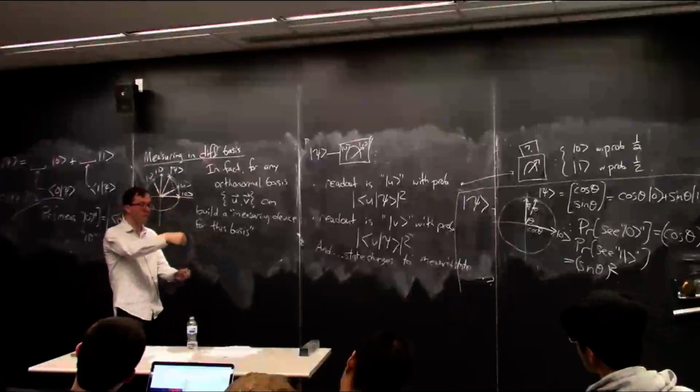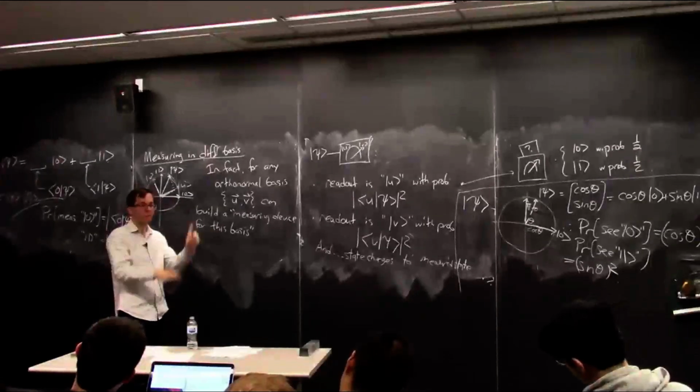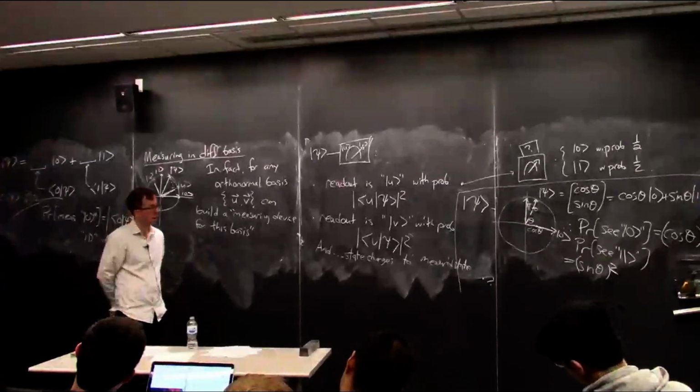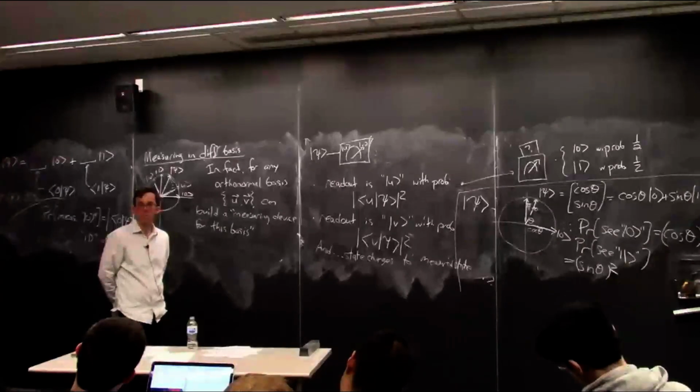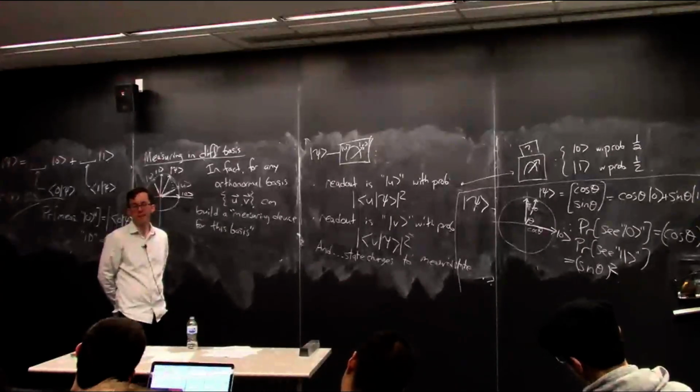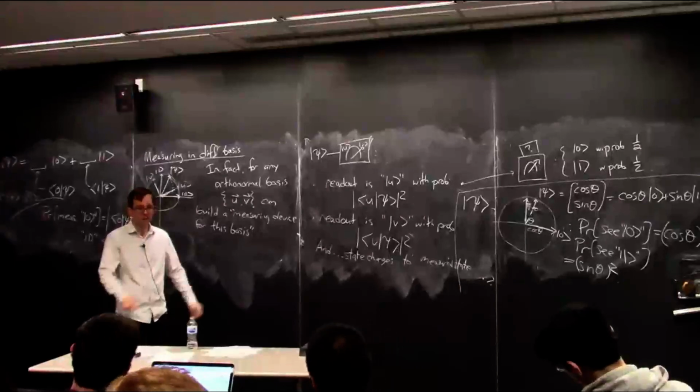And this middle device is like measuring the photon in the plus or minus basis. And so you can think about why that happens. And I'll tell you why it happens on Thursday, and you can try it yourself.